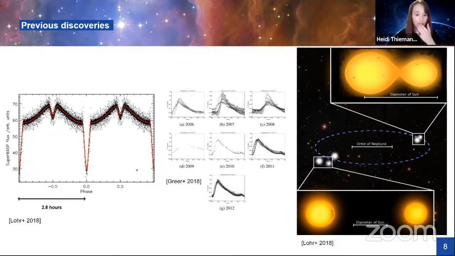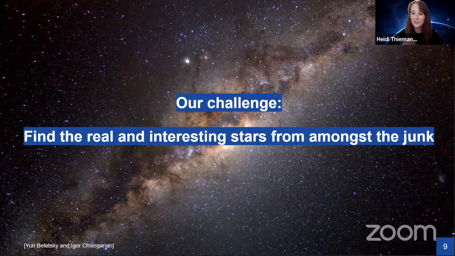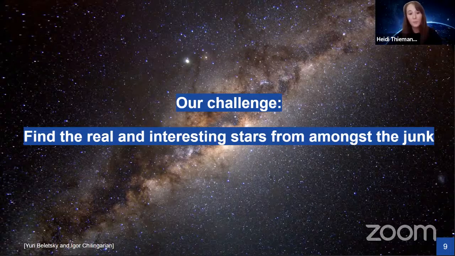So you can see there's a huge amount of data that can come out of SuperWASP. But the issue is, how on earth do we find the real and interesting and weird stars from those 31 million stars that SuperWASP observed? We can do a bit of machine learning, but we've actually gone down the route of using people, citizen science, because humans are really good at detecting the individual and small and weird and interesting changes.